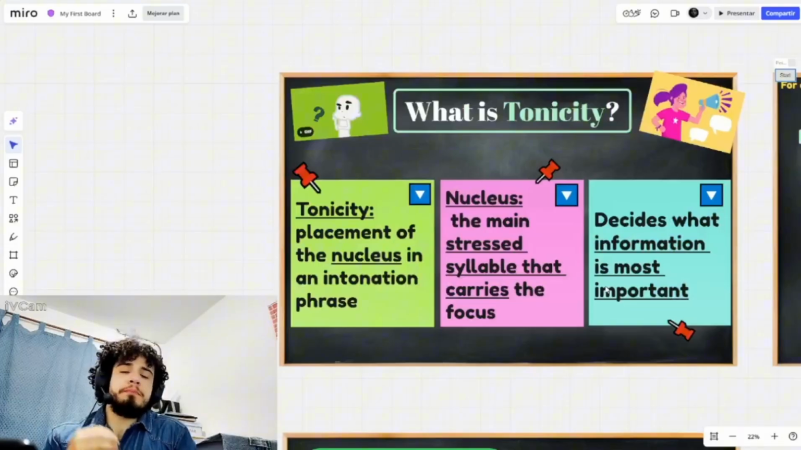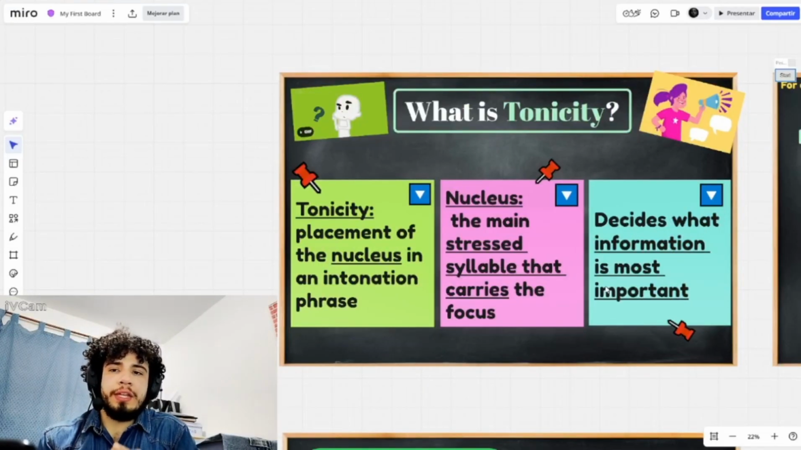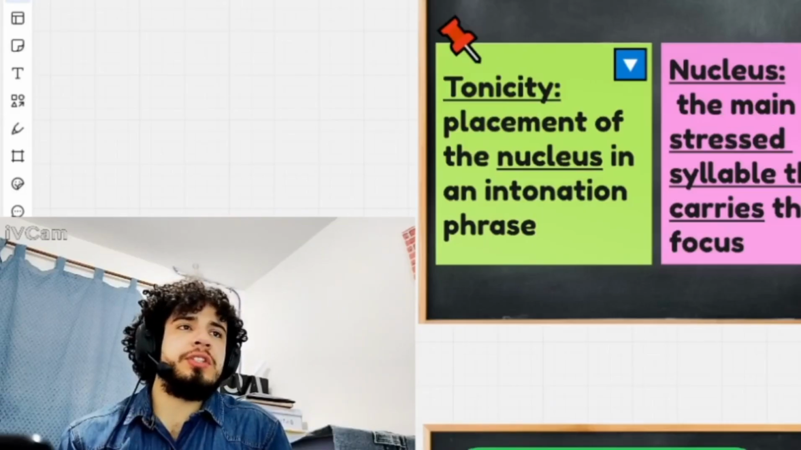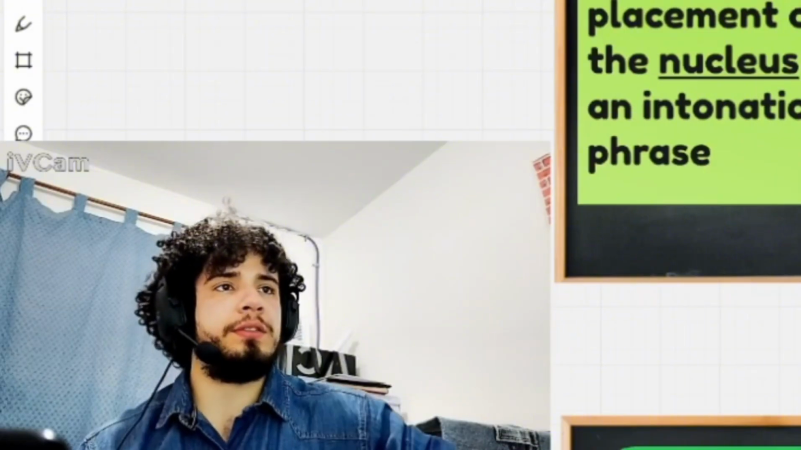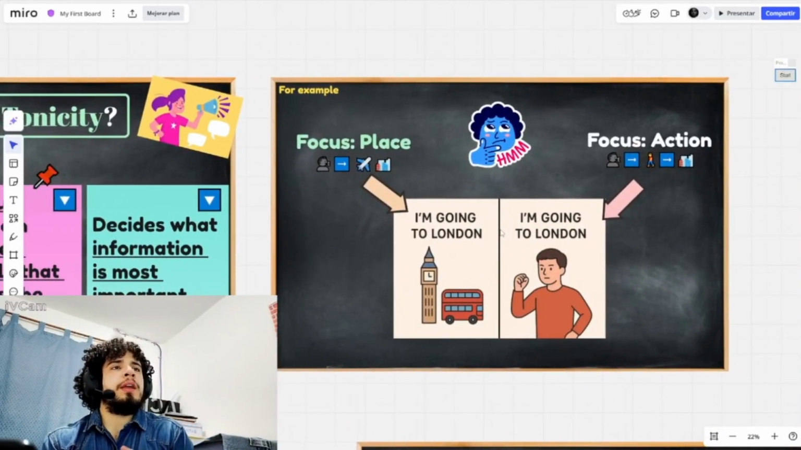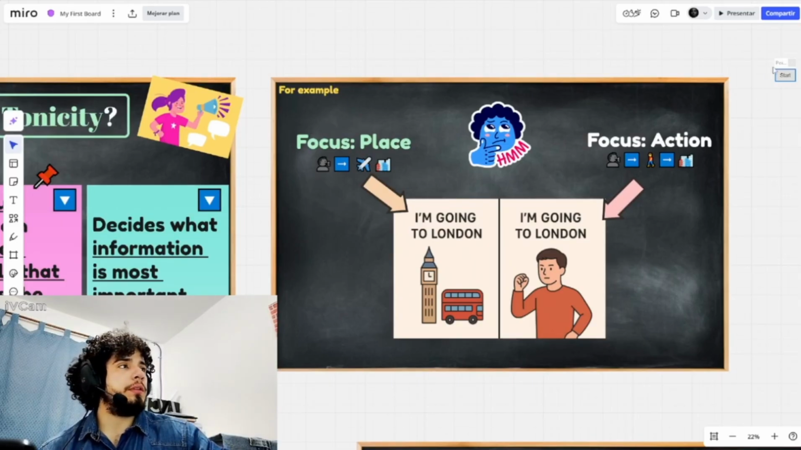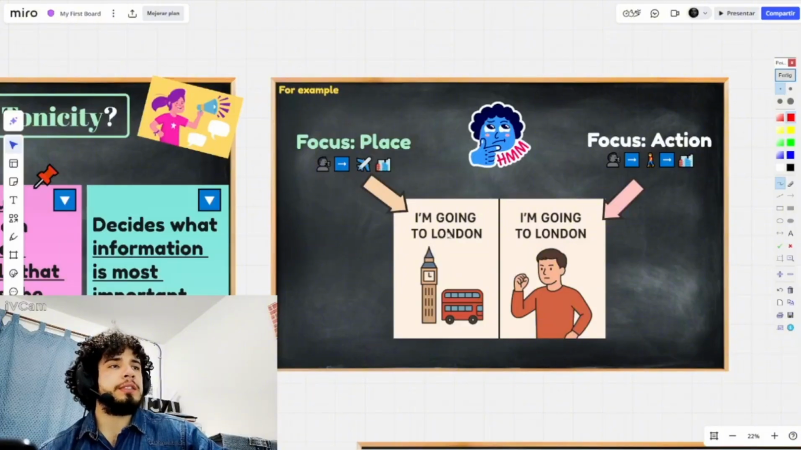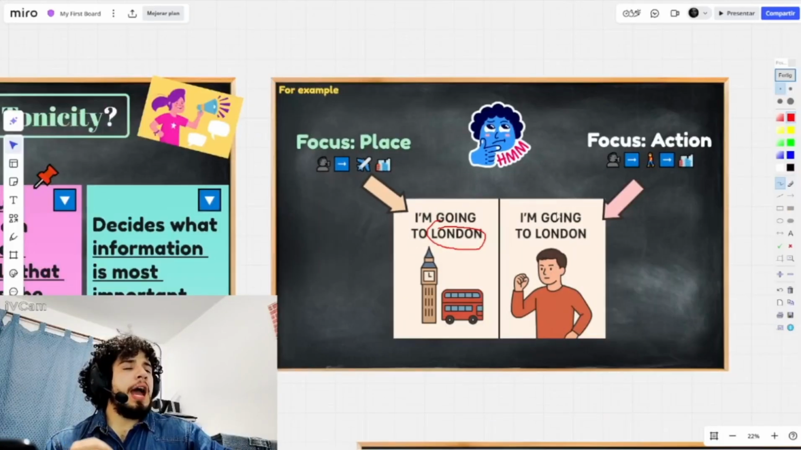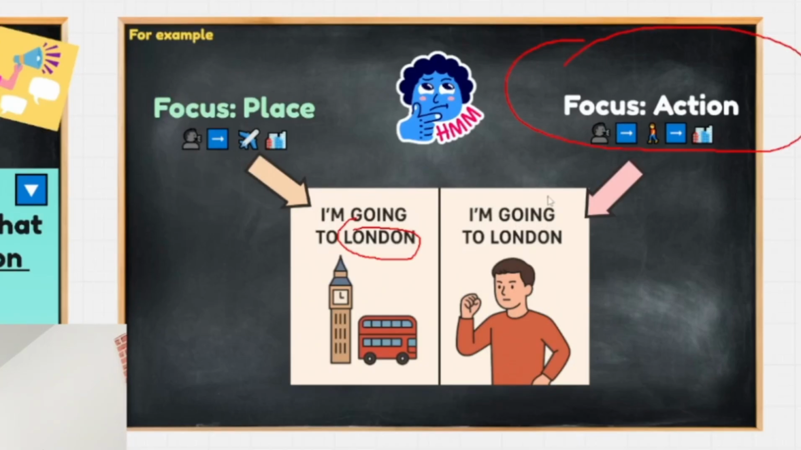Because the position of the nucleus changes the focus of the sentence, and that focus changes the meaning of a sentence. Okay, for example, as you can see, we have focus, place. I'm going to LONDON. Notice how the nucleus affects London. And what about if I say I'm GOING to London? Okay, so the focus here is going to fall on the action.